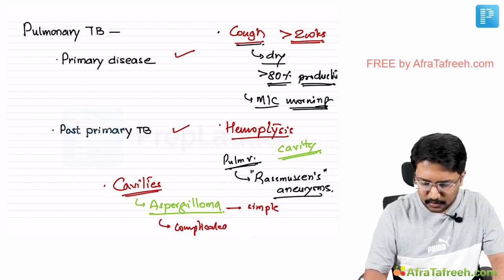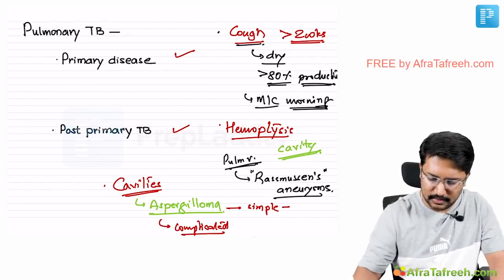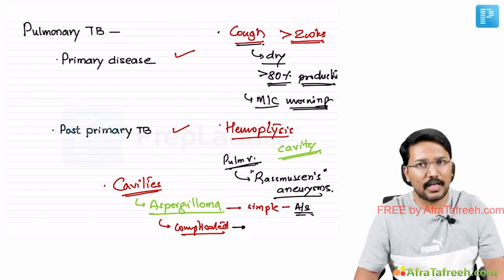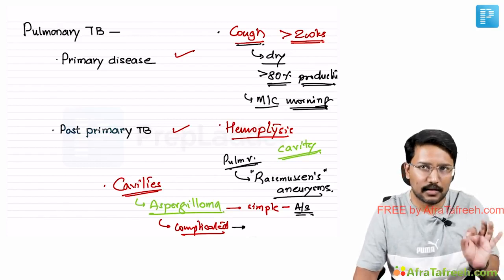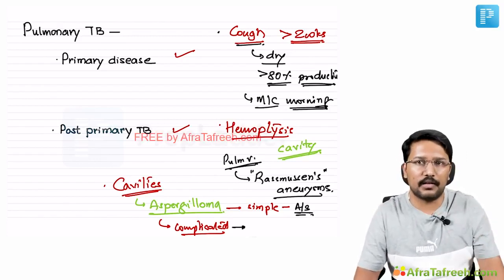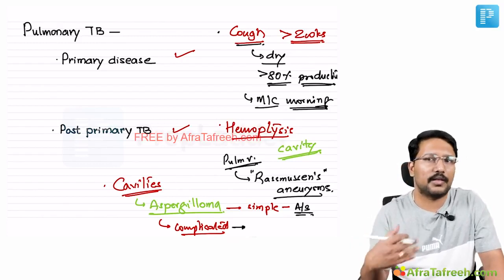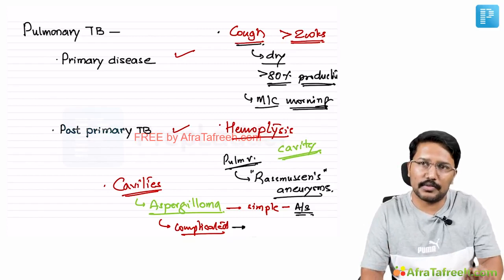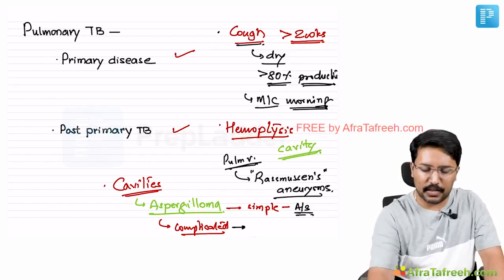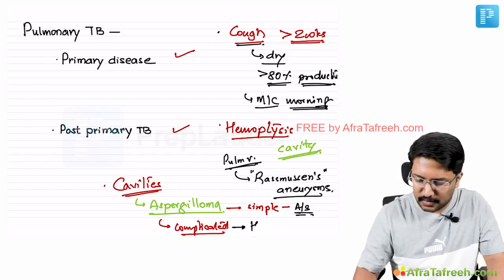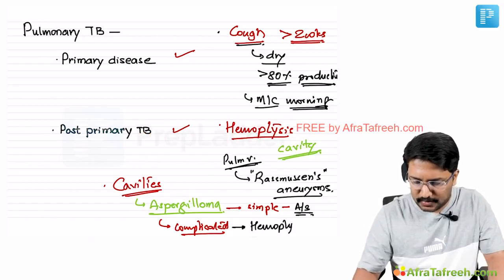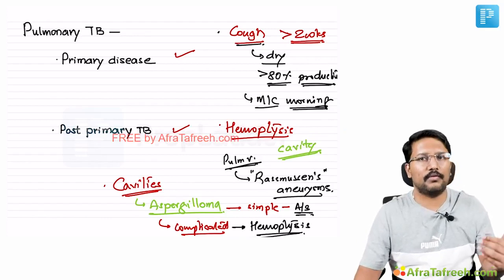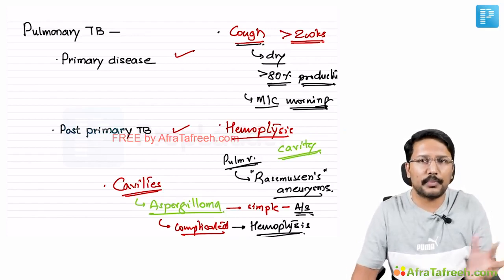So these simple aspergillomas are usually asymptomatic. But these complicated aspergillomas, as we all know, aspergillus spores have a tendency to invade the vessel. They have a higher specificity to invade the blood vessels. Because of that, they can invade the blood vessels and cause hemoptysis. So complicated aspergillomas can often present with hemoptysis. In fact, in one of the recent NEET SS questions, there was a bit of a controversy.